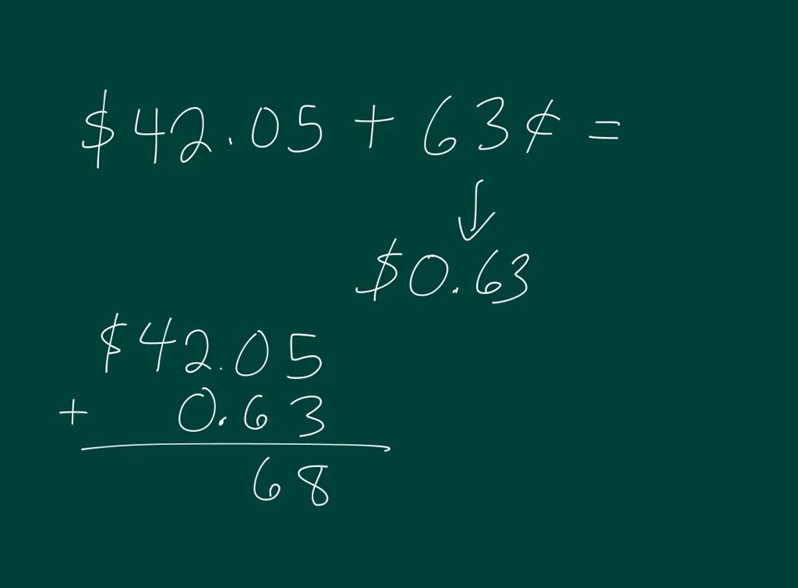8, 6, decimal point, bring it straight down, 2, 4. So my answer is $42.68. The big idea here is you must align the decimal. You must align the place values. All right? The reason it didn't work here is because I was dealing with different units. I had dollars and cents. I need to get them so that they're the same. So I had to convert this to dollars and dollars. Then I was able to add.